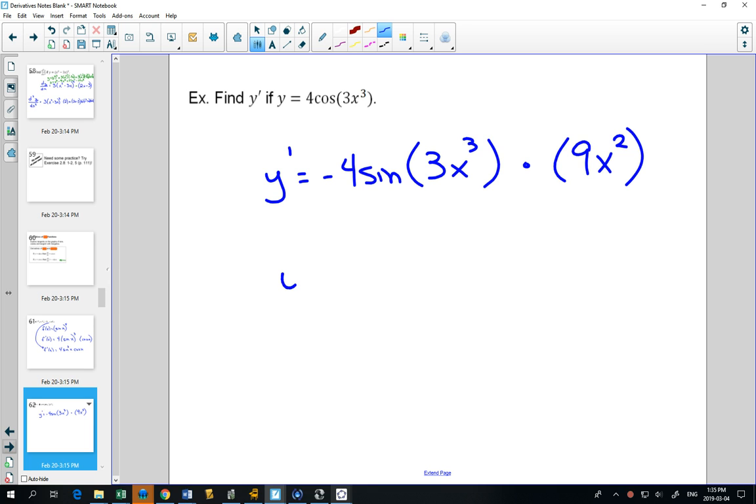And in your textbook, they would probably simplify this. They like to put the numbers together. So negative 36, they would put this first and that at the end.